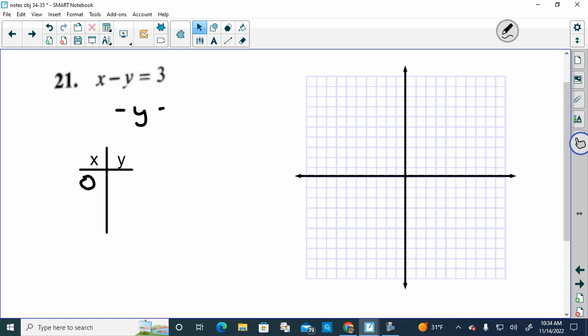And this is my equation, and y is not by itself. So to get y by itself, I have to divide by what? Negative 1. Okay, so divide by negative 1 to get rid of it. So my y is a negative 3.